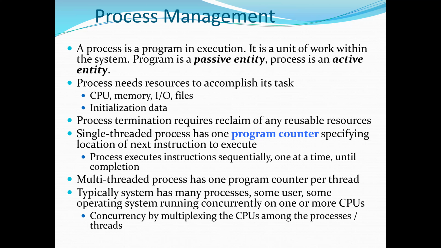And a typical system has many processes, some operating system and some user, running concurrently on one or more CPUs. Concurrency is achieved by multiplexing the CPU among the processes. We may discuss the concept of concurrency in our next lectures, when we discuss process synchronization.